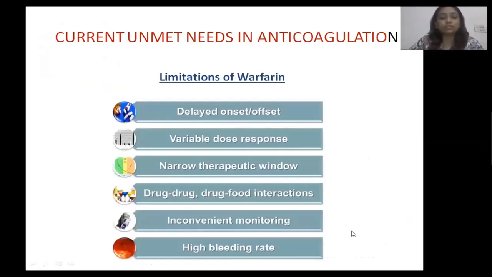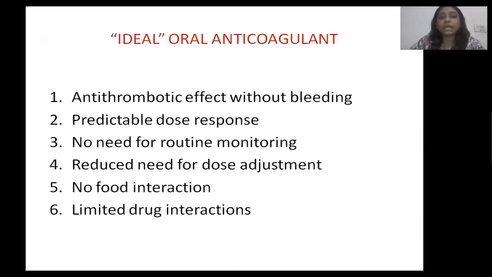The conventional oral anticoagulant, the vitamin K antagonist warfarin, has some limitations: delayed onset, variable dose response, narrow therapeutic window, more drug and drug-food interactions, inconvenient and frequent monitoring, and high chances of bleeding. These limitations created the need for an ideal oral anticoagulant that has an antithrombotic effect without bleeding, a predictable dose response, no need for monitoring, reduced need for dose adjustments, no food interaction, and limited drug interactions.